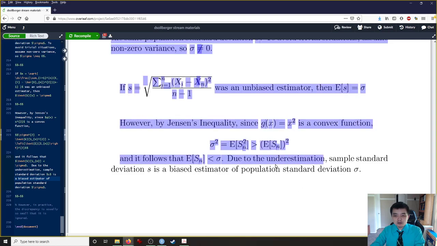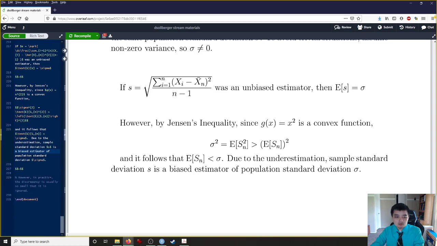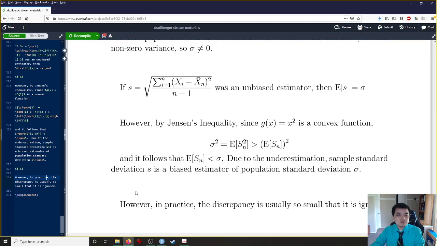So due to underestimation, we note that in theory, the sample standard deviation S is a biased estimator of the population standard deviation sigma. I have to mention all this for theoretical purposes just to make sure that you have been exposed to these notions so that it doesn't cause you calculation hurdles later in your scientific career.